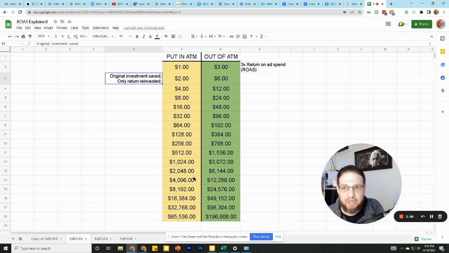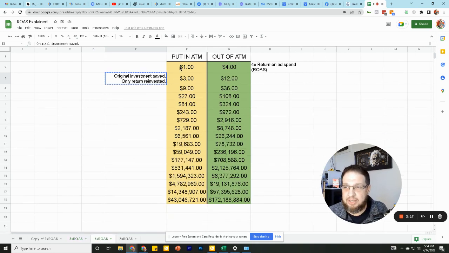So let's look at it. Now, the highest ROAS that I've ever had was 28 times return on ad spend. That was for one small part of this whole campaign I did. When the campaign was done, we averaged a little bit over 14 times return on ad spend. So let's look at the numbers of what 4 times ROAS is.